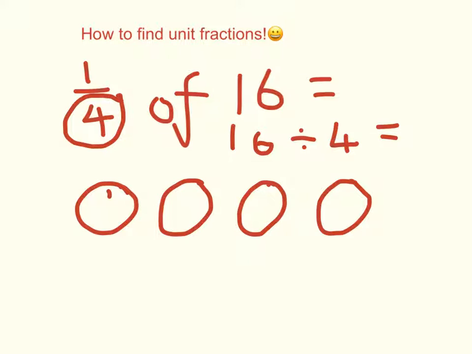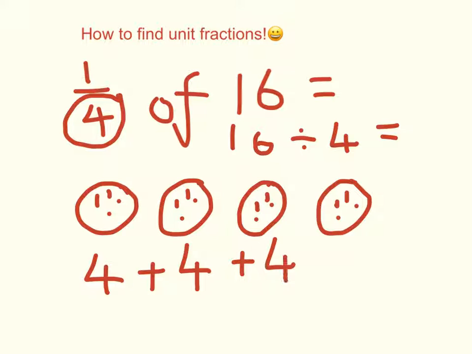So I'm going to count from 1 to 16, and each time I count, I'm going to give each person a sweet. 1, 2, 3, 4. And I go back to the start. 5, 6, 7, 8, 9, 10, 11, 12, 13, 14, 15, 16. So now each person has the same number of sweets, and that is 4, add 4, add 4, add 4, equals 16. There is the same number in each circle, so we've shared equally.